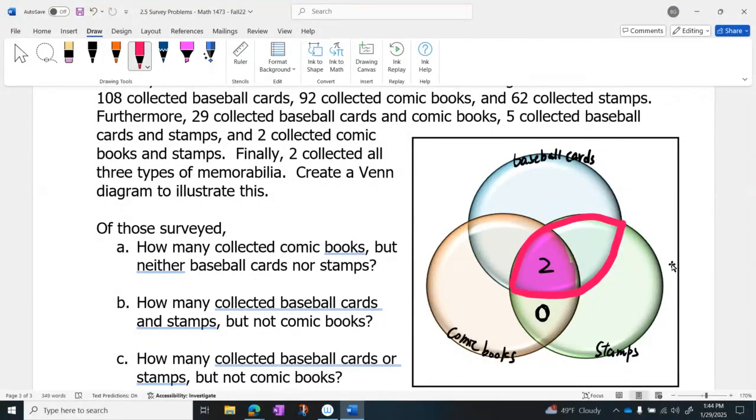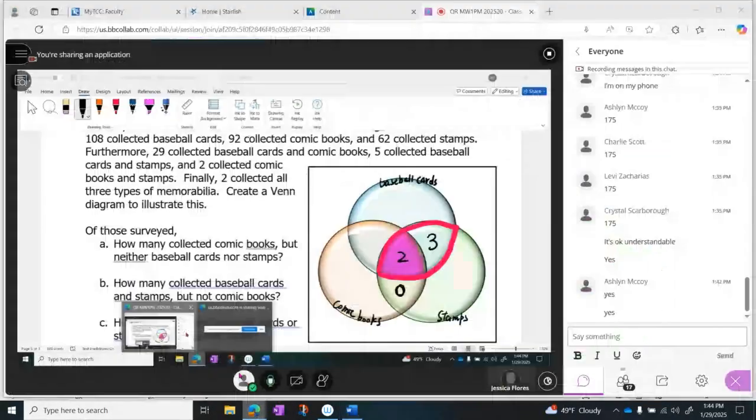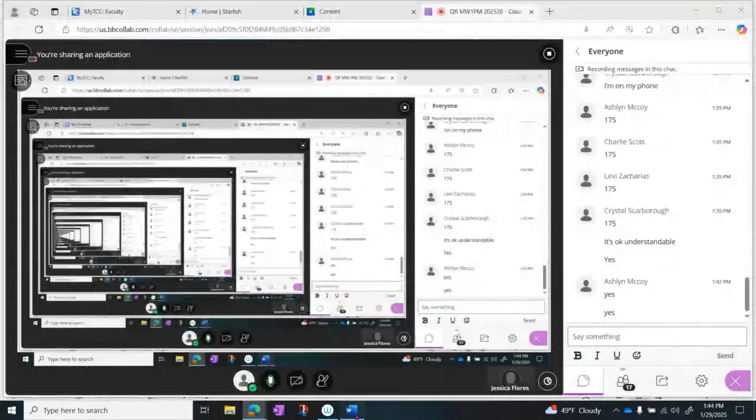Does that mean we have 3 people here in a paddle? So 2 here, then we need a 3 here in order to make a 5 in the overlapping region of baseball cards and stamps, right? Do we agree, guys? Very good.